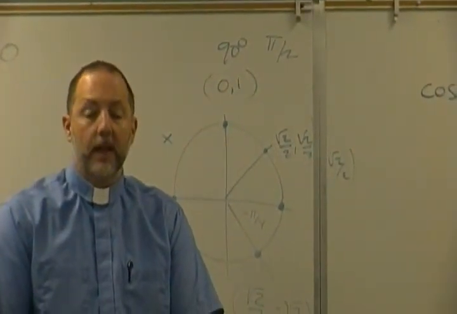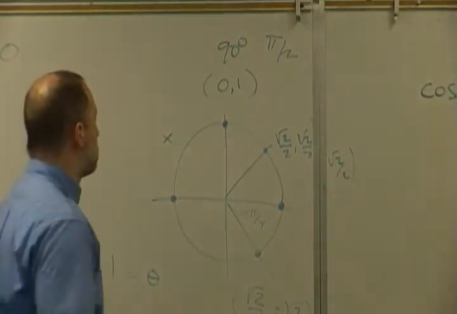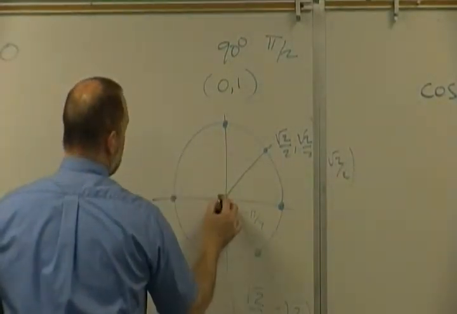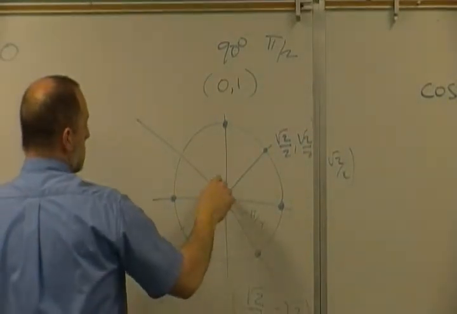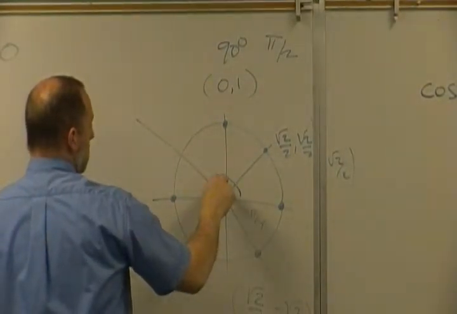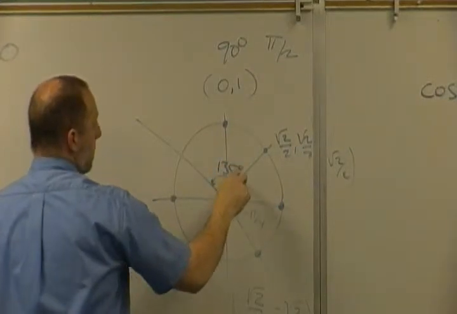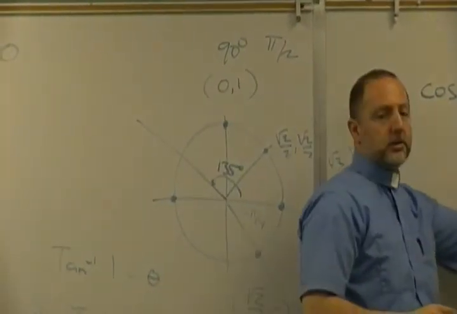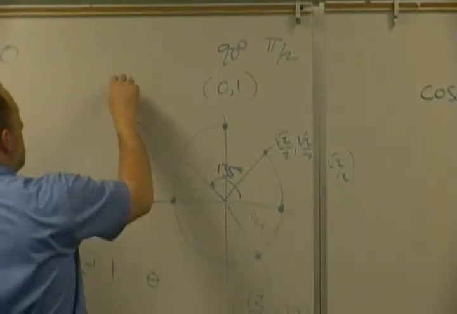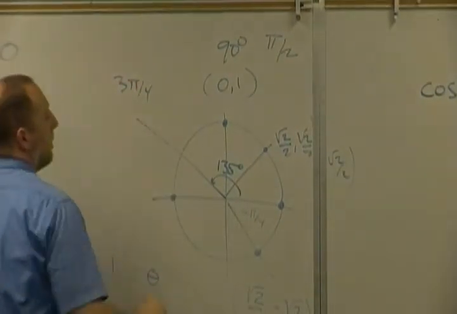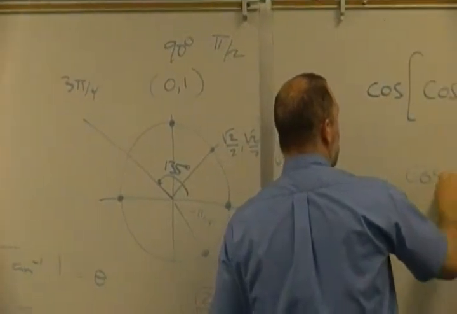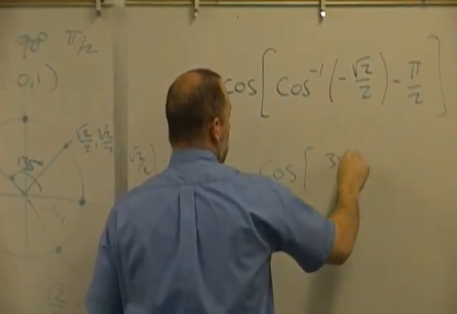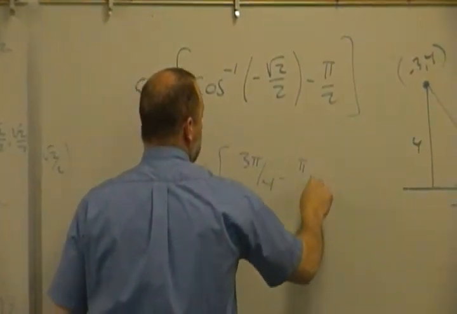3 pi over 4. It's at 3 pi over 4. It's the 45-degree angle going this way. So this is 135 degrees, but we need that in radians because our problem is in radians. So in radians, that's 3 pi over 4. So we're just going to replace this with 3 pi over 4. So now we have cosine of 3 pi over 4 minus pi over 2.